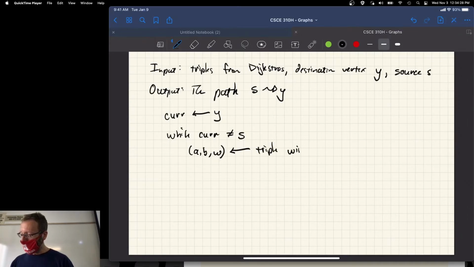with this first one. I got to Y. How did I get there? Or not Y, but the current vertex, sorry. The current vertex. How did I get there? The predecessor, and then the weight.